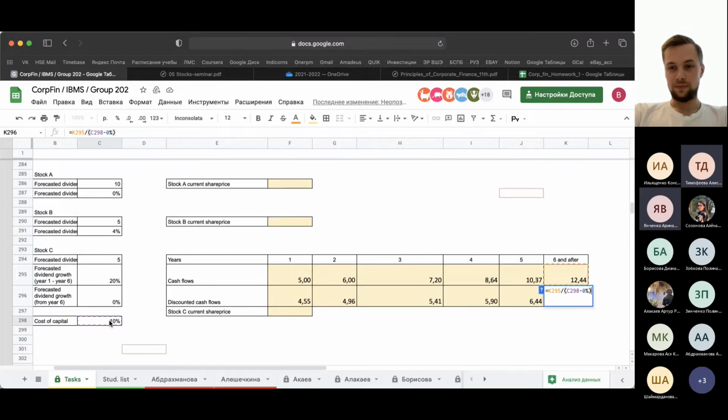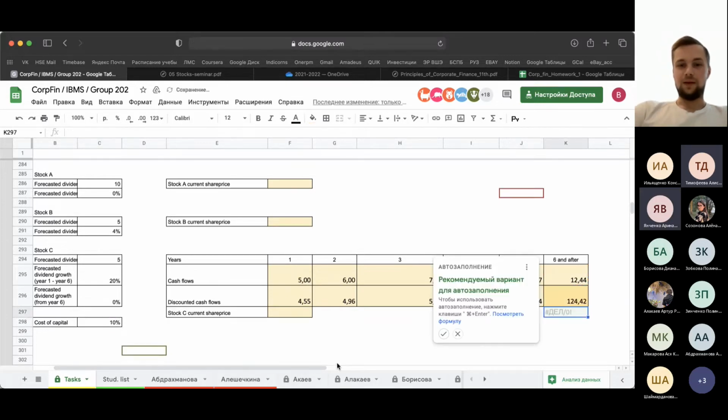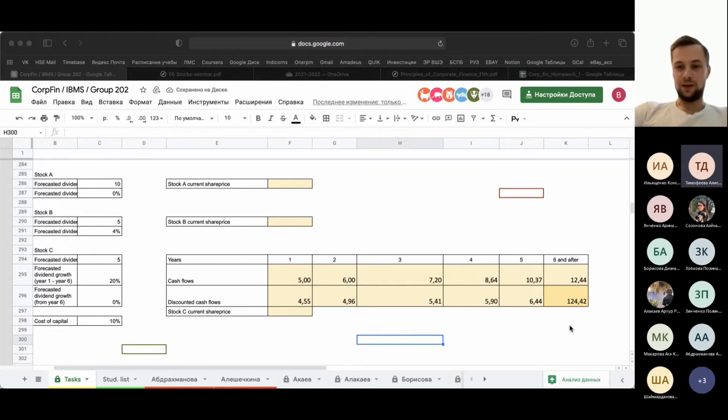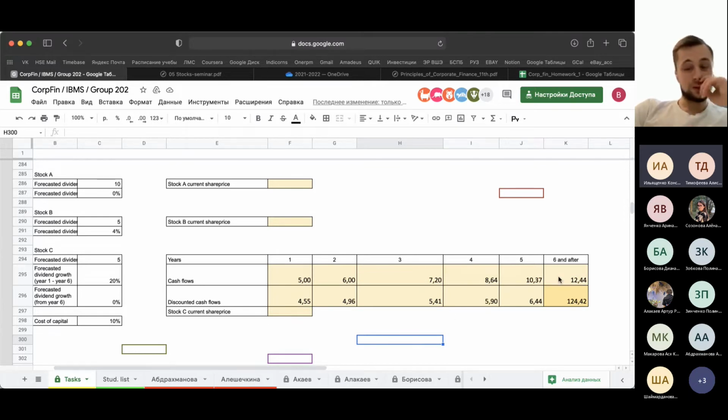Probably, yes. Okay, Konstantin, you also raised your hand. Yeah, I put the growth rate into the discounted cash flows and obtained different results. But it would be a mistake. Okay, let's discuss what we should do here.